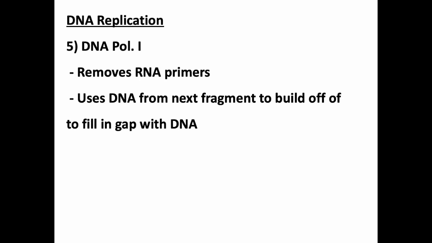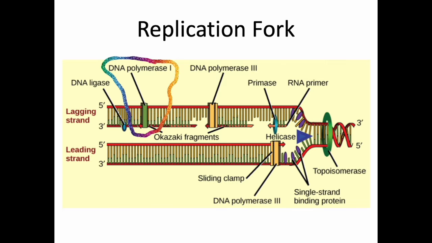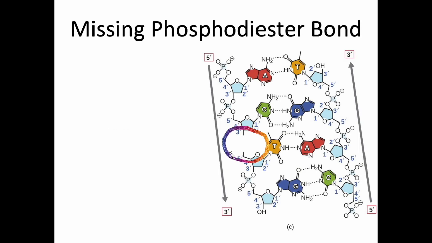There is one last little problem here, and that is when DNA polymerase 1 removes this primer and fills it in with DNA, there is going to be a tiny little gap. All the nucleotides are going to be there. DNA polymerase 1 will have paired all the A's with T's and C's with G's. All the nucleotides are there. There's just one teeny tiny missing phosphodiester bond between the nucleotides.